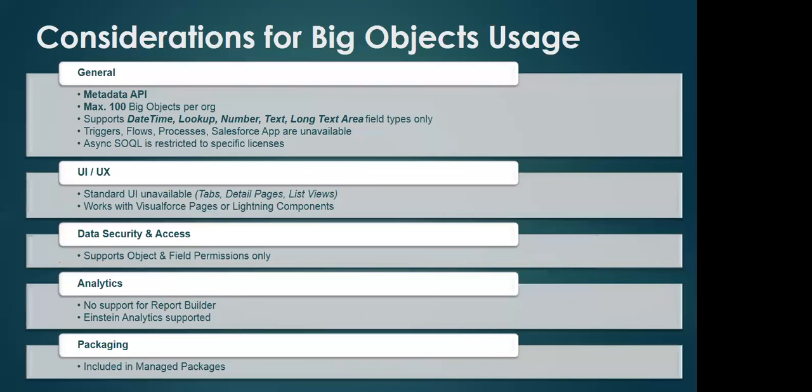Last, one of the other important things is because big objects are designed for scale or massive data volumes, the tools for real-time data processing in terms of triggers or flows, processes, or Salesforce apps are not really available around big objects, which means that you can't write a trigger or you cannot write a flow or a process builder on a big object, which is one very important thing.